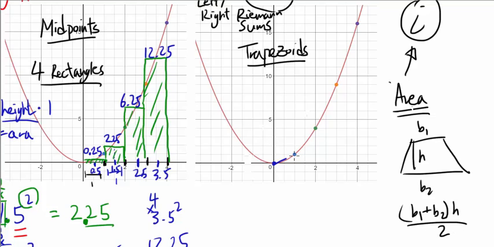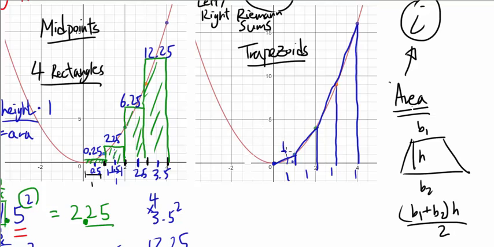Our first trapezoid is actually a triangle going like this. Our next trapezoid looks like this. Our next trapezoid looks like this. Our next trapezoid looks like this. And all of them have a height of 1. Now let's look at their base lengths.